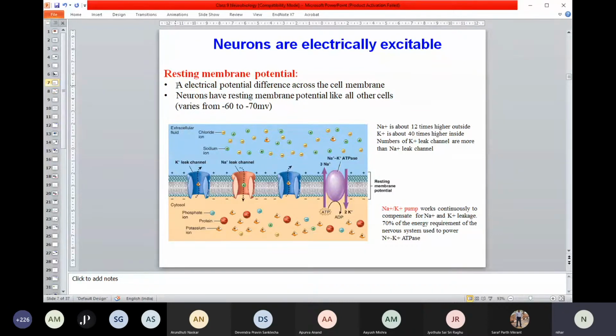Let's start from the beginning. If you think about your neuronal membrane, in normal circumstances, when neurons are in the resting state, they maintain a polarity. There is a potential difference across the membrane, and that's called the resting membrane potential. That's about 60 to 70 millivolts. This is the membrane structure, with the inner side and the outer side. On the outer side, there is a very high level of sodium ion compared to the inner side. It's mentioned here that sodium concentration is about 12 times higher outside than inside.